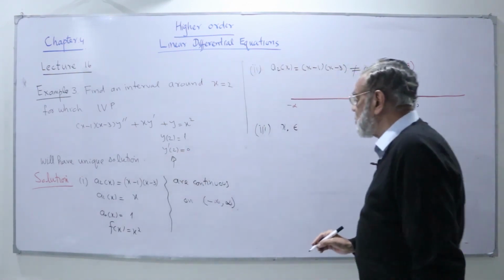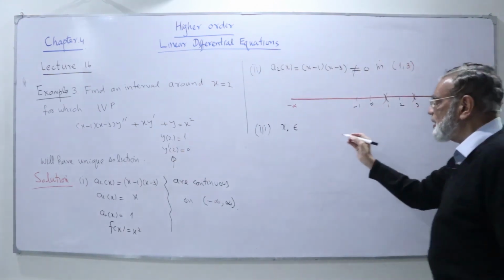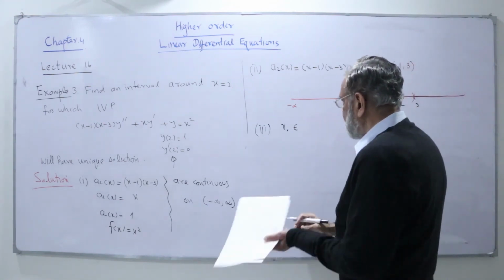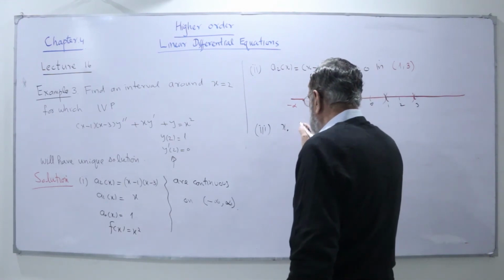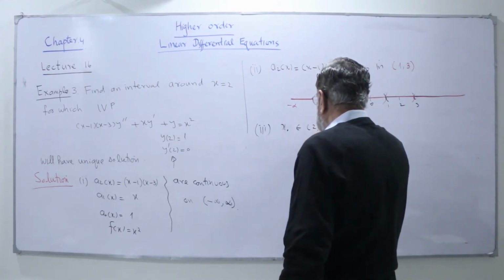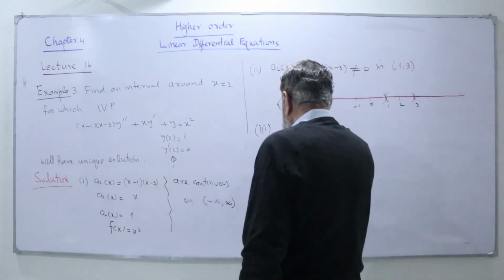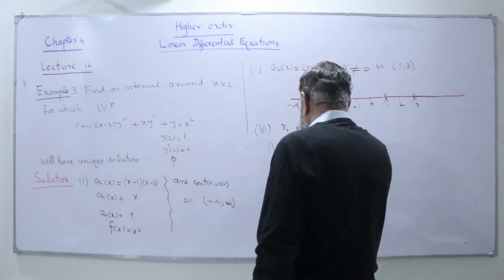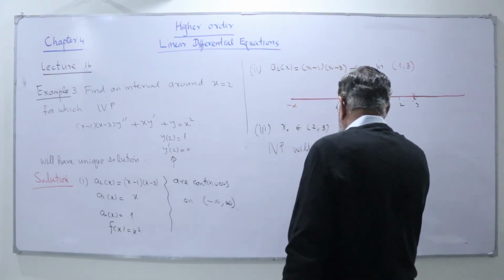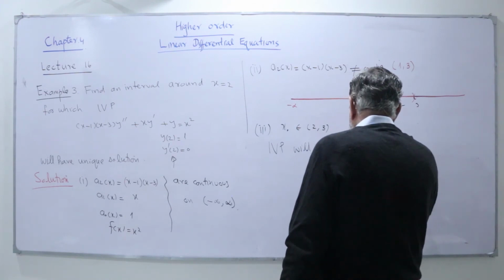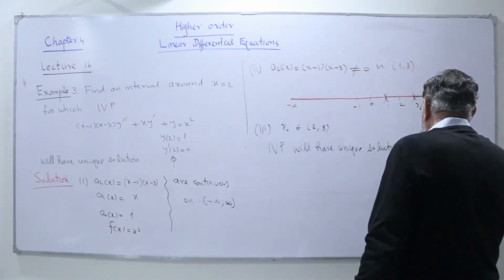Where is my 2? My 2 is not here. My 2 is here. So this tells me that x0 equal to 2 must be in the interval, and x0 equal to 2 is in the interval 1 to 3. So we say our initial value problem will have a unique solution on the interval 1 to 3.